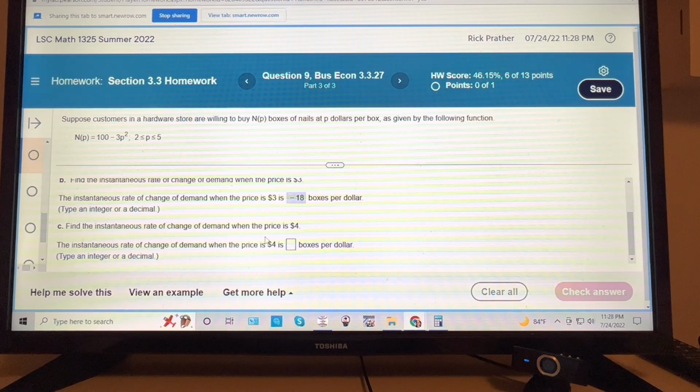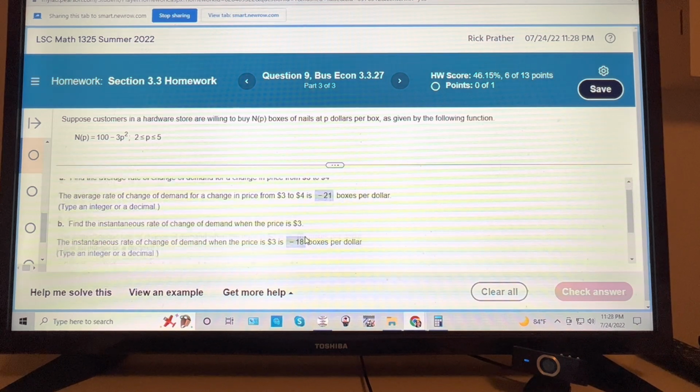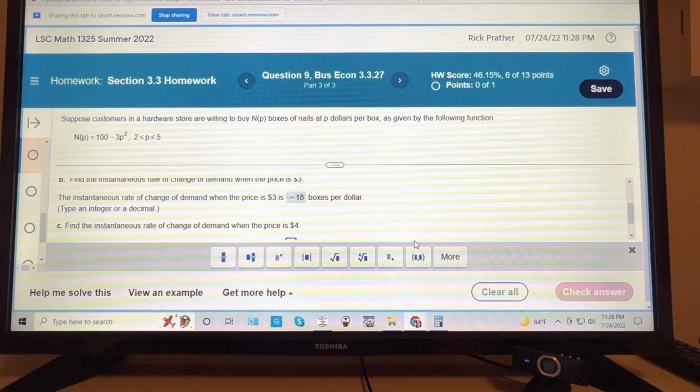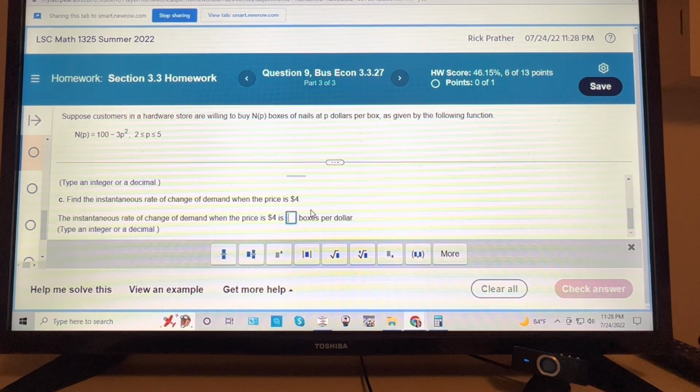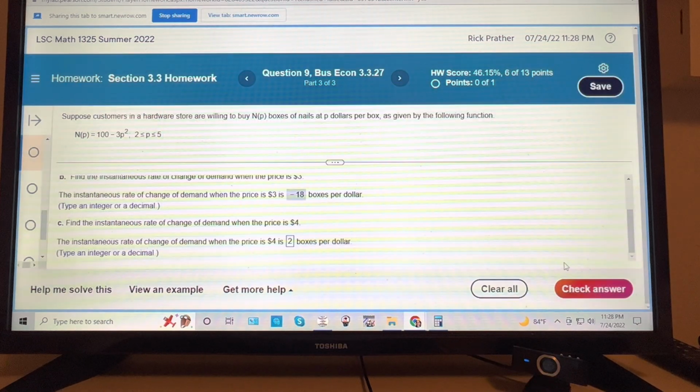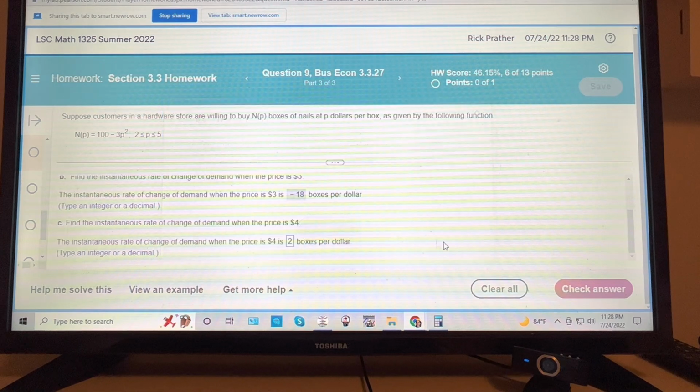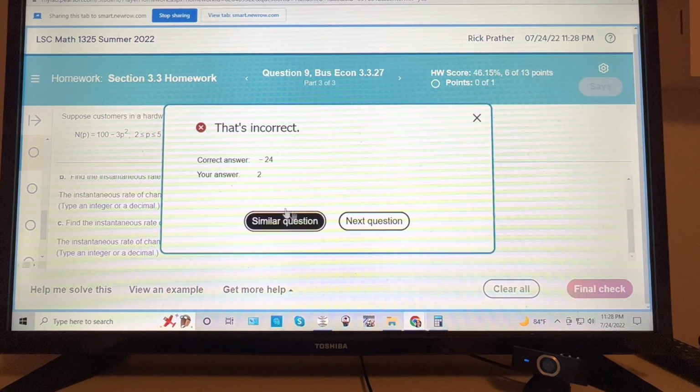And then just do it again for $4. I'm going to skip that part for now. So I'll just put in a wrong answer and see what it says. The answer is, you do that exactly the same way as part B, just you're using 4 instead of 3. So it turns out that's a -24. So it's a steeper negative because as the price goes up, the demand goes down. So it makes sense that at that moment in time, even less customers would want to buy that.